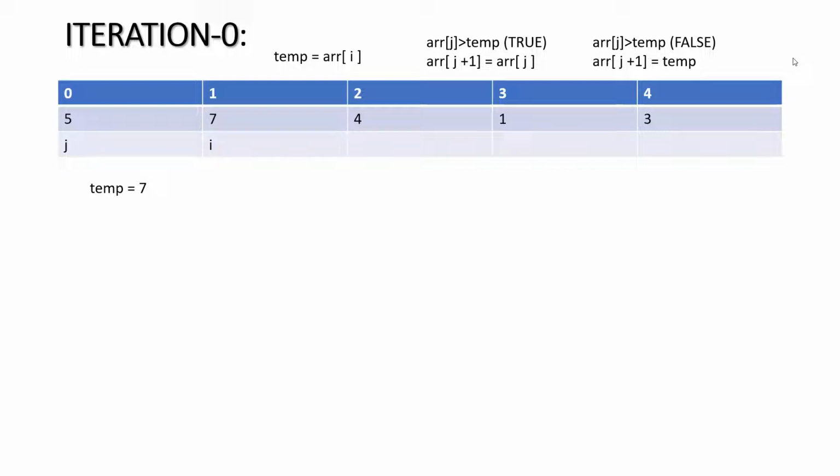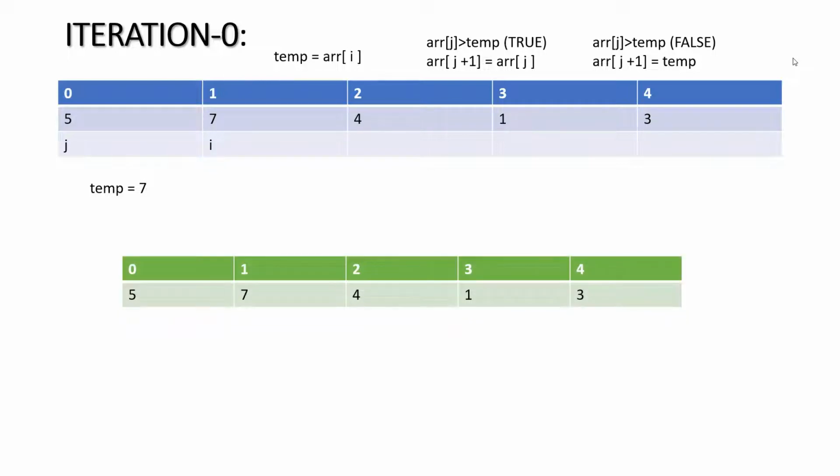It's a false condition. That means what I have to do? I have to insert temp at index j plus 1, that means at first index. After inserting, here it looks like this. Here I can say that an iteration is successfully completed.